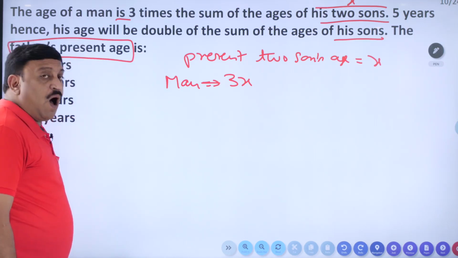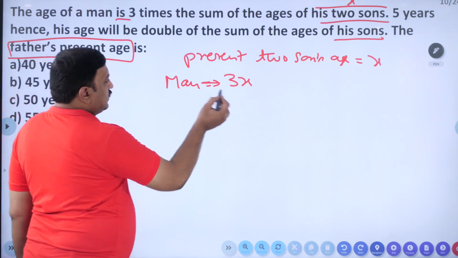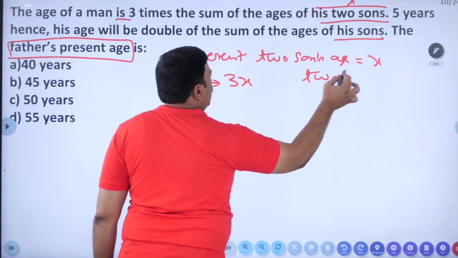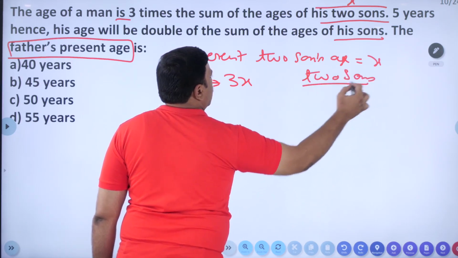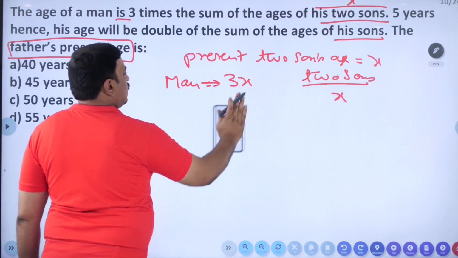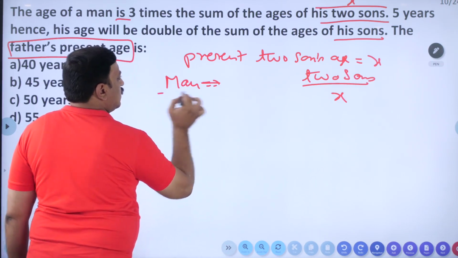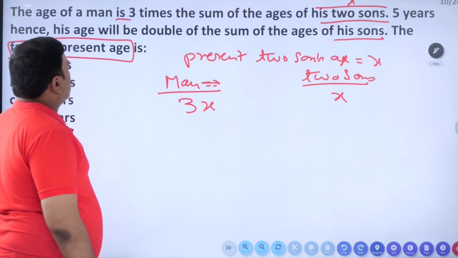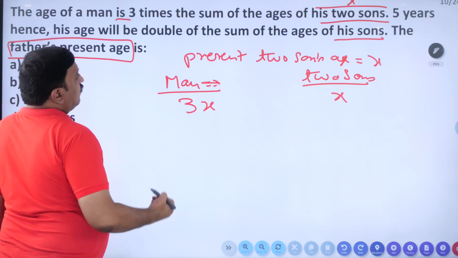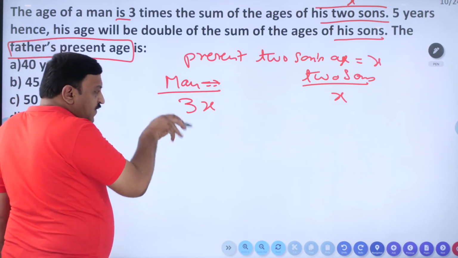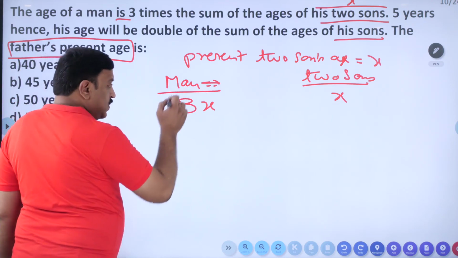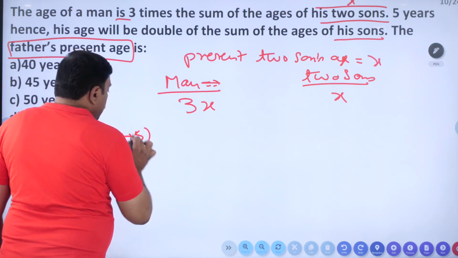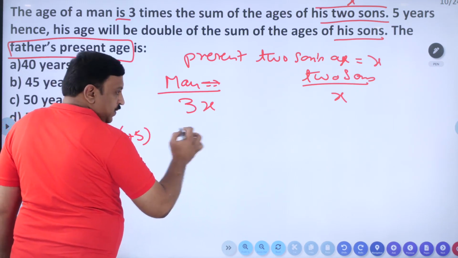Now, after 5 years, man is 3x. The two sons are how much? They are x. He is 3x. I'll write here, that is 3x. It should be 3:1 for the two sons and this one. And first of all, after 5 years, how much should the man be generally? After 5 years, it should be 3x plus 5, is it not?